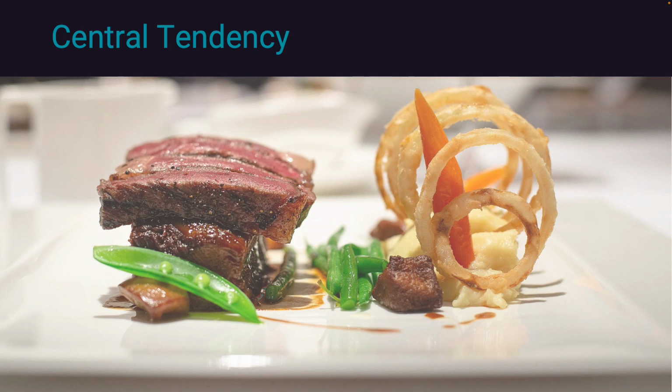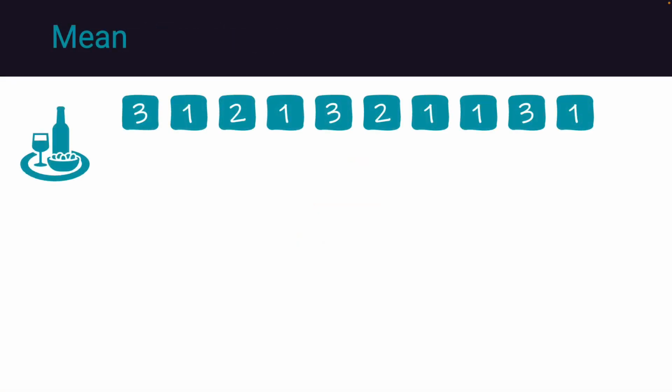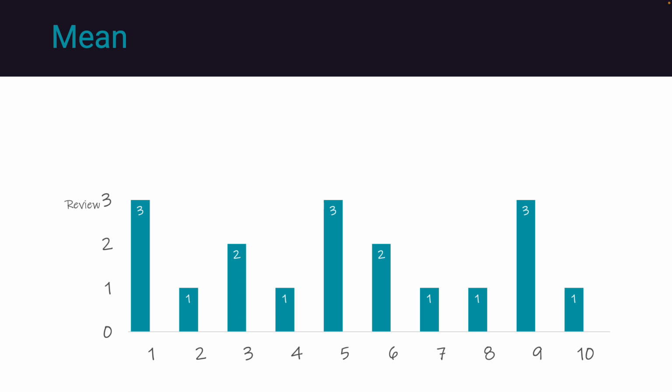Imagine we're assessing 10 food reviews for a restaurant, each rated on a scale of 1 to 3, with 3 being the highest honor, indicative of exceptional quality. These scores can be challenging to interpret individually, so we aim to condense them into a single meaningful value. Visually, we represent this data with a bar chart. Each bar represents a customer, and the bar height represents the rating or review.